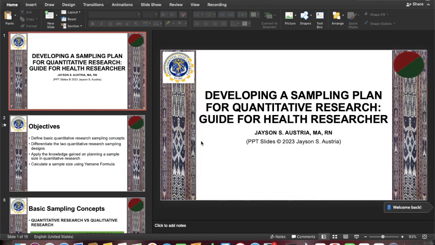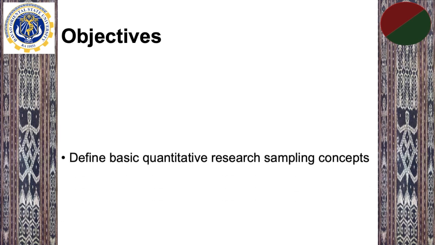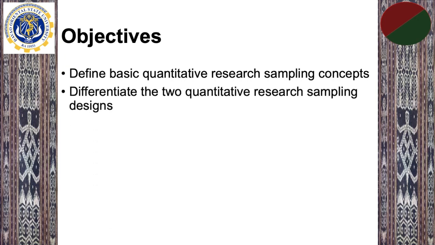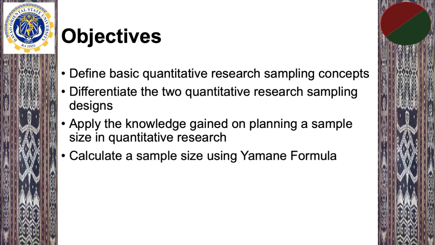Developing a Sampling Plan for Quantitative Research: Guide for Health Researcher. So for this topic, we are going to discuss the following objectives. First, we are going to define basic quantitative research sampling concepts, differentiate the two quantitative research sampling designs, apply the knowledge gained on planning sample size in quantitative research, and calculate a sample size using the Yamane formula.